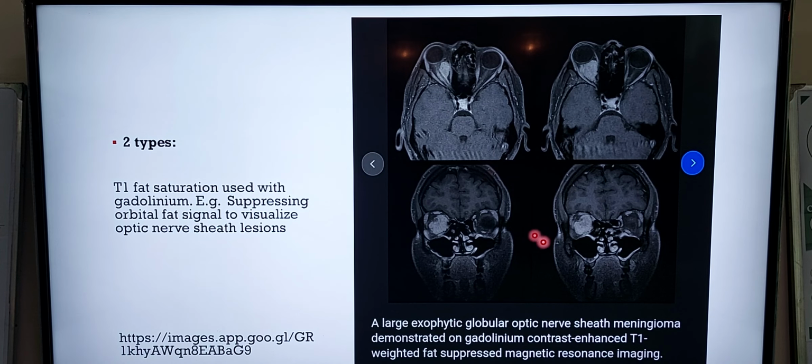So this is a T1 fat saturation image, which shows a large exophytic globular optic nerve sheath meningioma demonstrated on gadolinium contrast. Enhanced T1 weighted image, fat suppressed MRI. So here you can see that all of the fat is suppressed and only the lesion is being focused upon. And similarly, here you can also see the same.